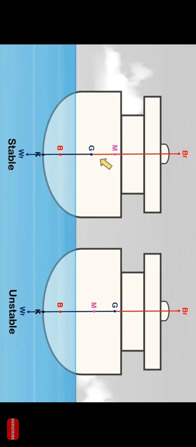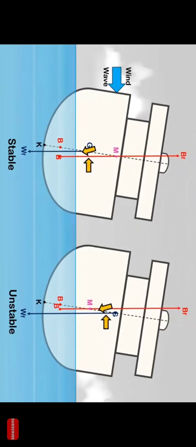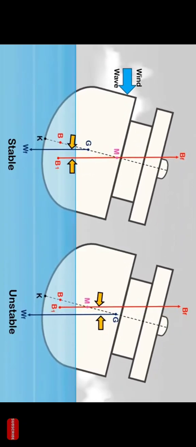This is the stable condition, where the metacenter is above the center of gravity. And this is the unstable condition, where the ship's center of gravity is above the metacenter. When they are heeled by external forces to some angle, as the weight force and buoyancy force get separated, a righting lever or righting arm is created, known as GZ.